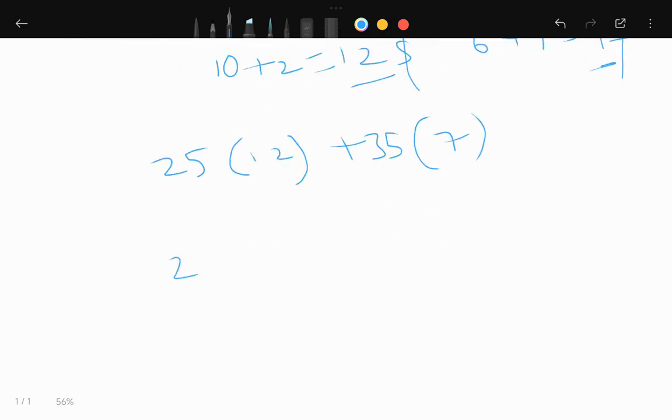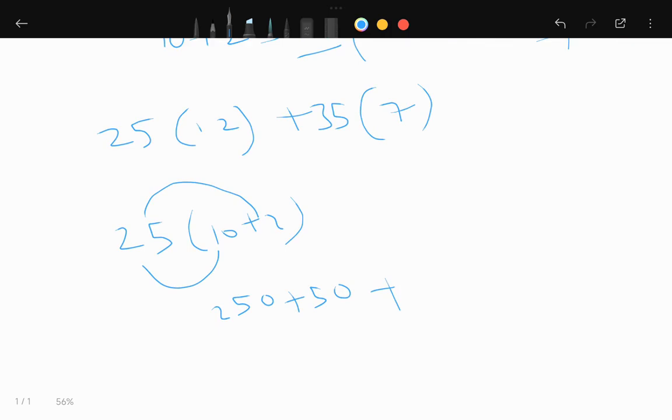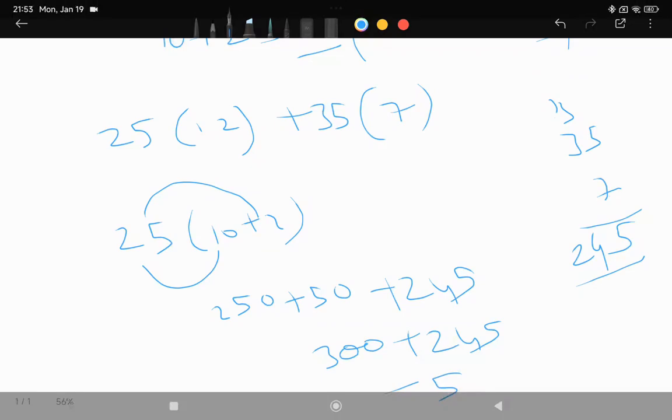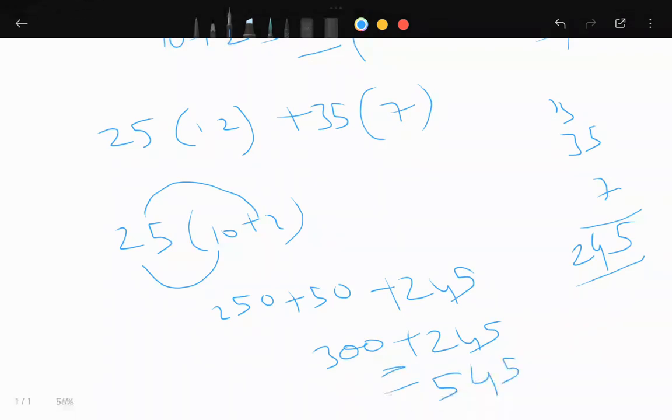25 into 12 can be written as 10 plus 2, right? 25 into 10 is 250, 250 plus 25 into 2 is 50, that is 300. Plus 35 into 7. 7 fives are 35, 7 threes are 21 plus 3 is 24, so 245. 300 plus 245 becomes 545.